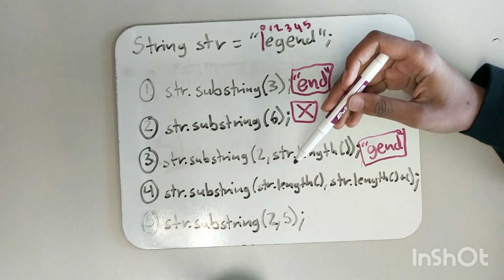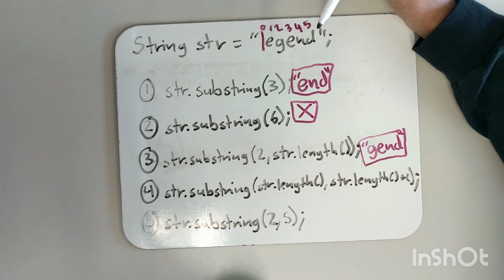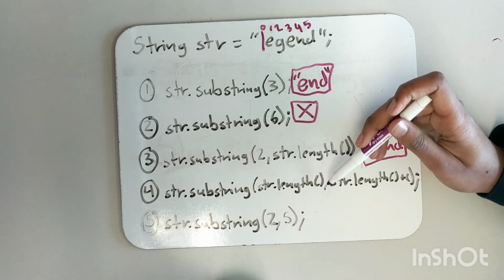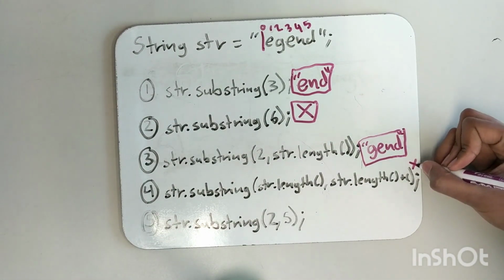Now for this next one, we run into a problem because once again, str.length, the length of the string, is 6, but index 6 is not one of the indexes in the string. Because in this two parameter substring method, this is the index from which we're starting the substring, this is not okay, and this would not work.